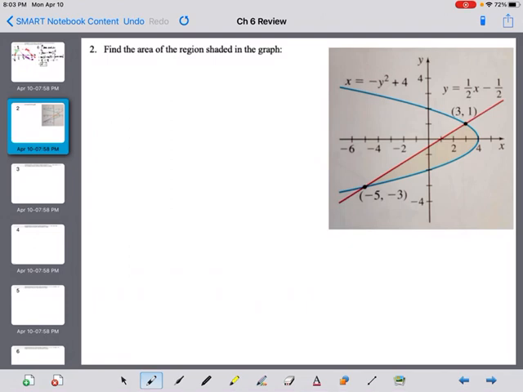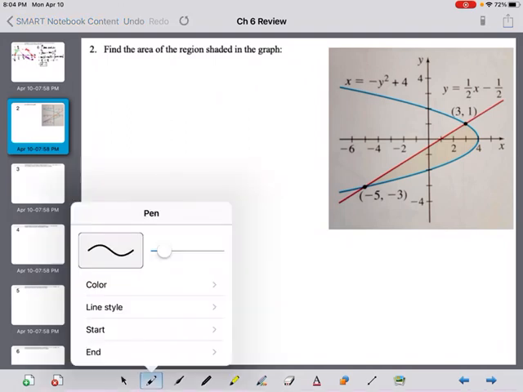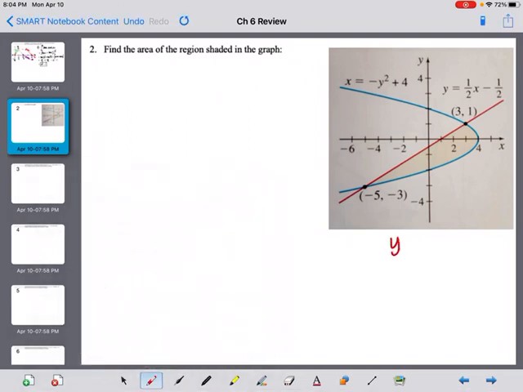The blue graph here, the sideways parabola, that's already in x equals form. The other function, which is just that red line, which is a linear function, y equals 1/2 x minus 1/2, I can easily make that look like x equals. I'm just going to do that algebra down here.